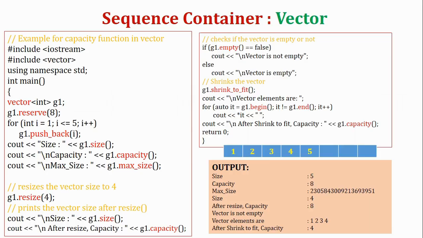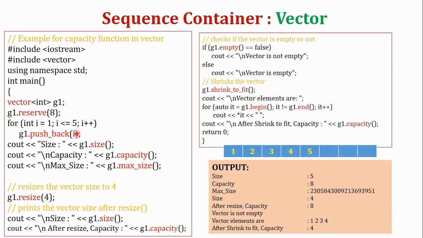I will show some example programs using the functions. So for example, here the object is created from the vector. So now we are going to reserve the memory space. So now here 8. So now 8 memory spaces are allocated. See, 1, 2, 3, 4, 5, 6, 7, 8 memory spaces are allocated.